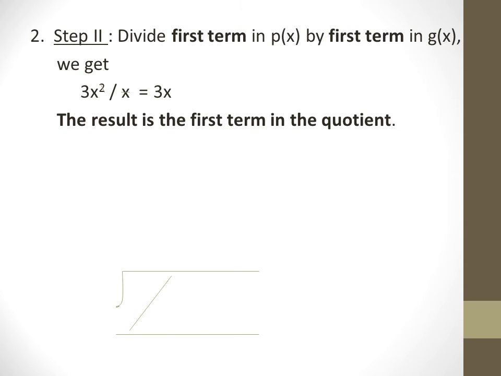Now what to do in the second step? In the second step, divide the first term in the polynomial p of x, that is the dividend polynomial, by the first term in g of x. What was the first term in p of x? It is 3x square. What is the first term in g of x? It is x. So divide 3x square by x. What are you getting? It is 3x, because x in the numerator is getting cut down with the denominator. So 3x is the result.